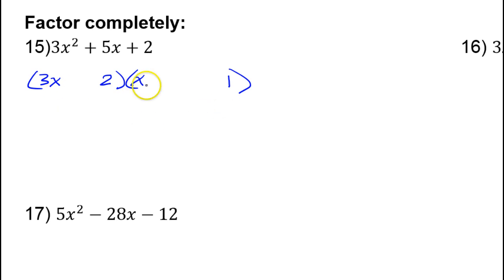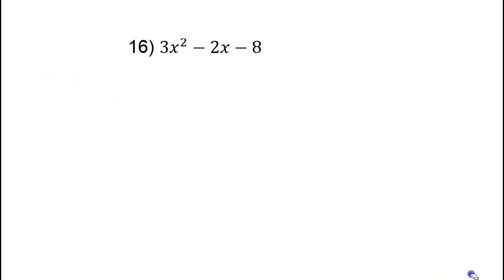Again, inner plus outer must equal the middle. Inner, I have 2x. Outer, I have 3x. I can get 5x again out of this, but this time, to get 5x, both of these would have to be positive. That would make both of these positive. And this time, positive 2 times positive 1 does give me positive 2, so I know that this is the answer. Let's keep practicing.